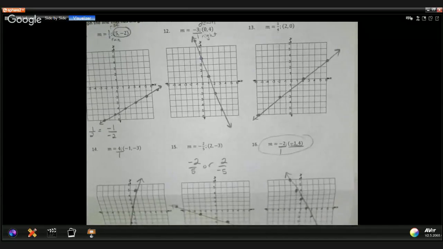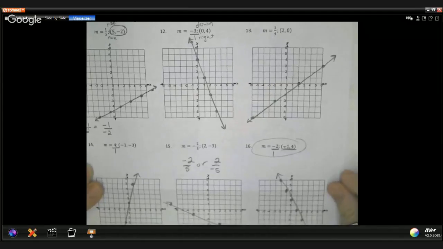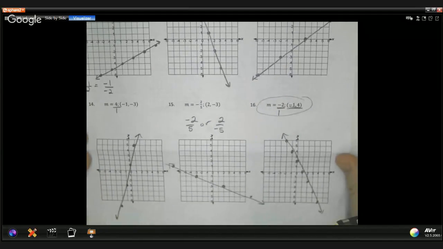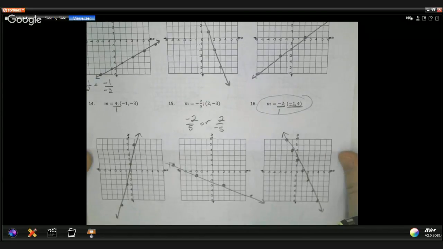Okay, so go ahead and look at your answers for 13. There's 13 and then 14, 15, 16. If you made a mistake, look and see what it was. Was it the slope or did you start at the wrong point? There can be a couple different places you can make mistakes. So make sure you understand that you got them right and you understand why.